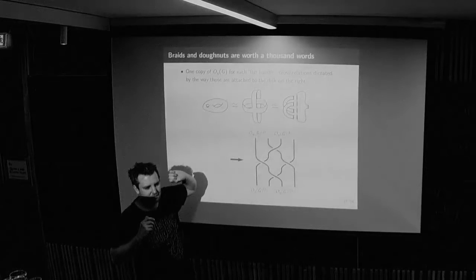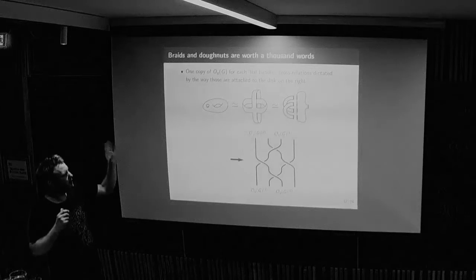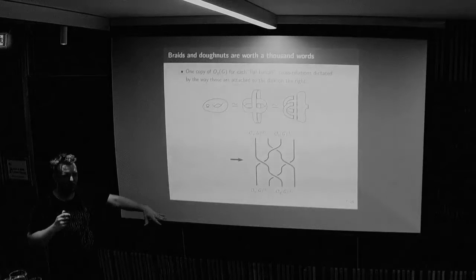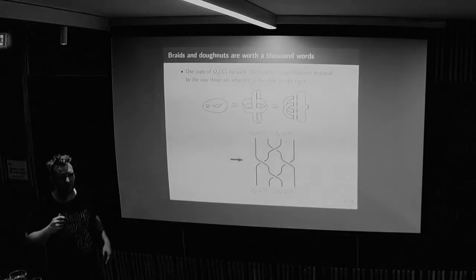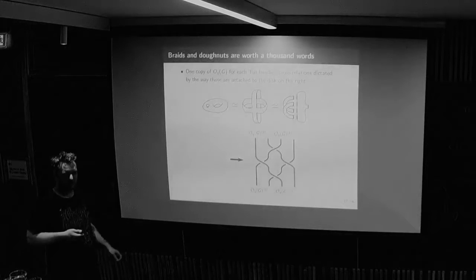I might have to ask you later with the pictures. I'm not getting it yet. The number of copies of OQG in total is the number of generators of the fundamental group. So it's 2g plus n minus 1. Okay.